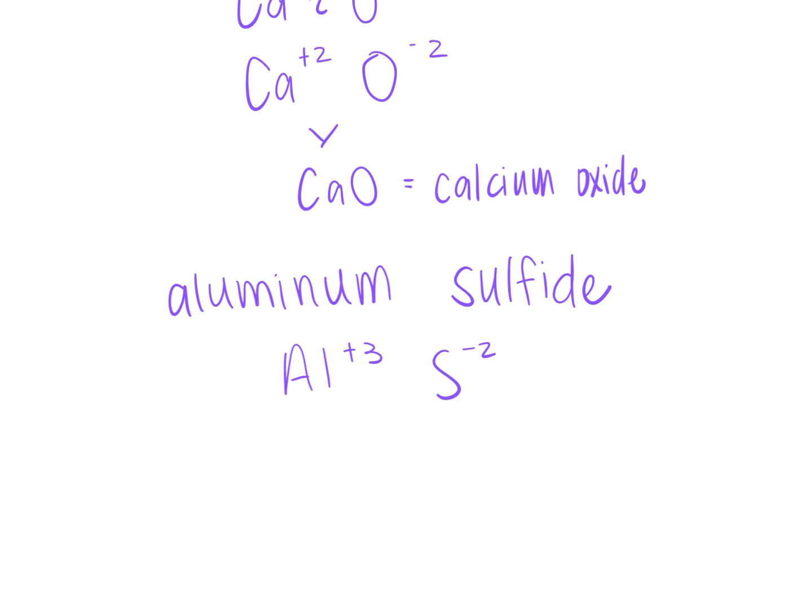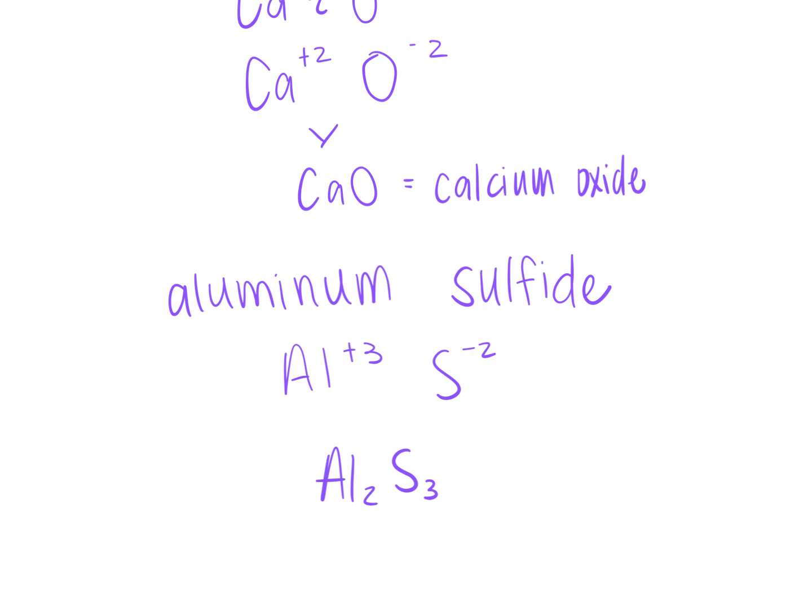Anybody have a guess? Yeah, Maddie, what do you think? Al2S3. Anyone else have that same thing? Perfect. That's what I had as well. How did you get there? Perfect. Okay, least common multiple between 3 and 2 is 6, right? So we needed a +6 and a -6, which means I knew I needed to have another aluminum, and I knew I needed to have 2 more sulfides.